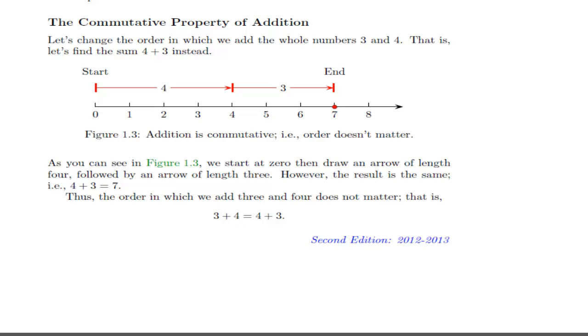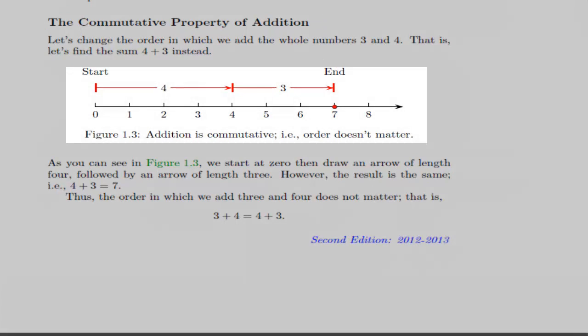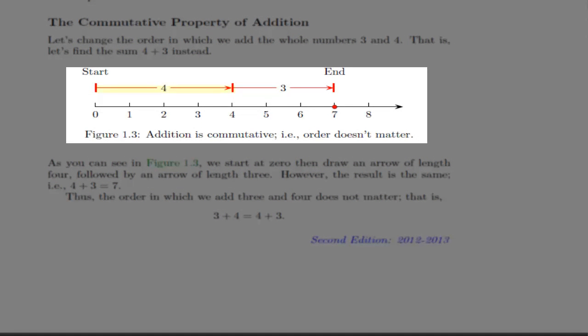The commutative property of addition. Let's change the order in which we add the whole numbers 3 and 4. That is, let's find the sum 4 plus 3 instead. As you can see in Figure 1.3, we start at 0, then draw an arrow of length 4, followed by an arrow of length 3. However, the result is the same, i.e., 4 plus 3 equals 7.